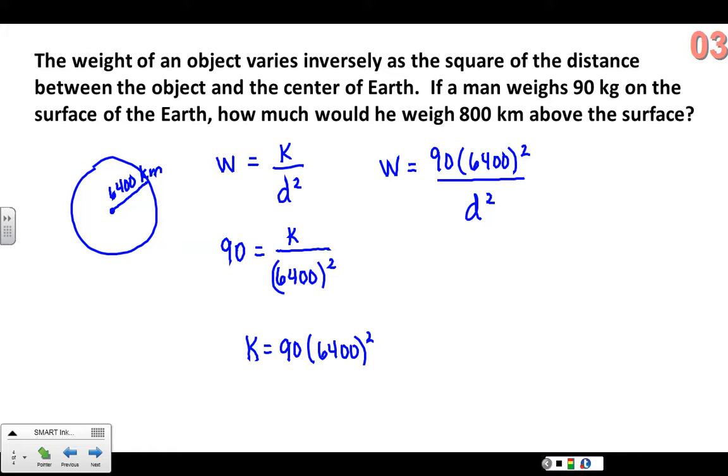So how much would he weigh 800 kilometers above the surface? So the weight would equal 90 times 6,400 squared over the distance. In this case, if we went 800 kilometers above the surface, you would add 6,400 plus 800 above the surface of the Earth. So plus 800, which is 7,200.